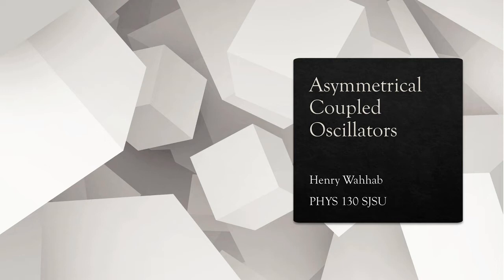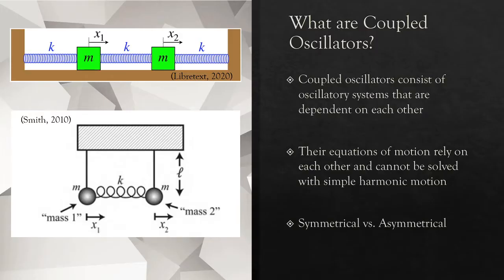Understanding these kinds of problems can help model vibrational behavior on the atomic level, as Professor Klein from the University of Rochester explains. So, coupled oscillators are two or more oscillating systems that are connected together, which results in their equations of motion being dependent on each other, which cannot be solved with simple harmonic motion.